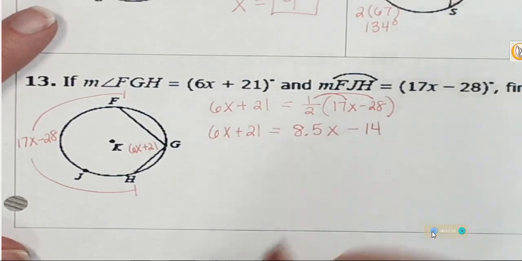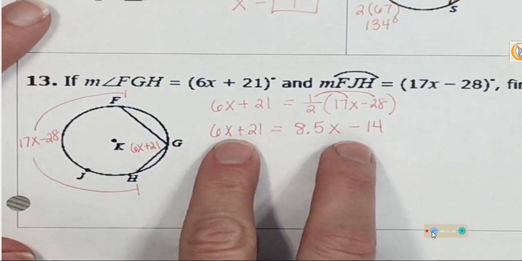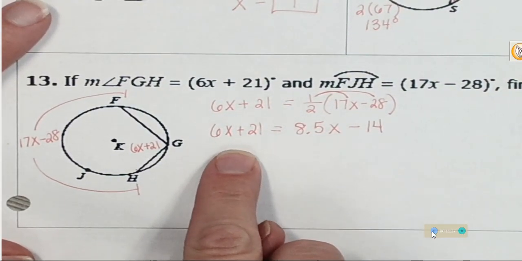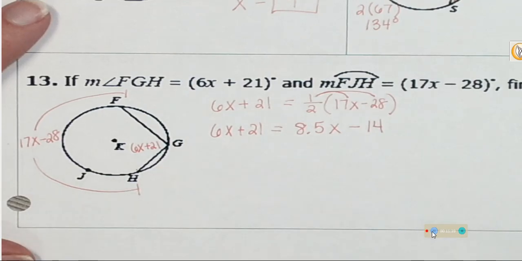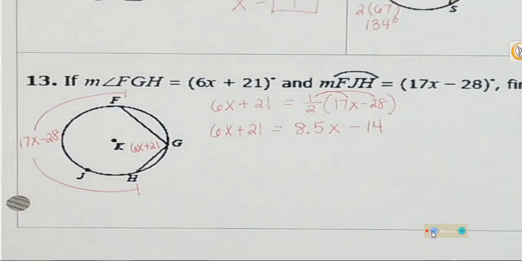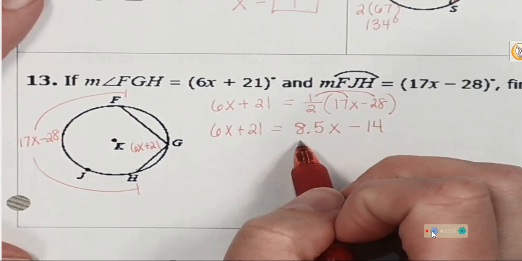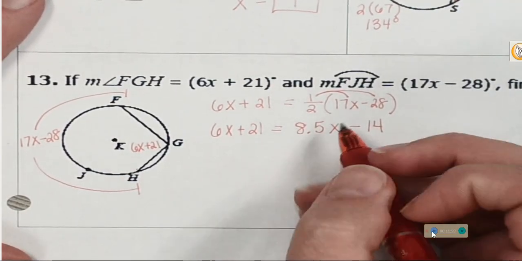Negative 14. All right, now, the next thing I have to do is use inverses to get variables on one side, constants on the other. It truly doesn't matter which side you put your variables on, as long as you put your constants on the opposite side. I personally like to go variables on the left, constants on the right. That way I'm always doing the same thing. How do I move a positive 8.5x?